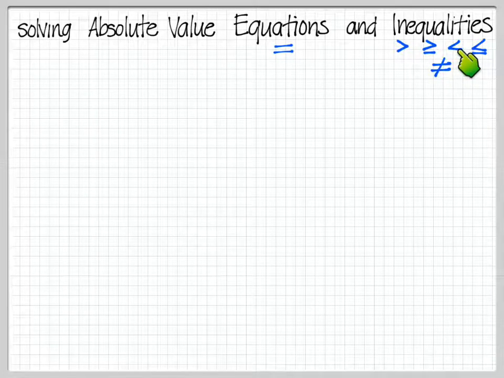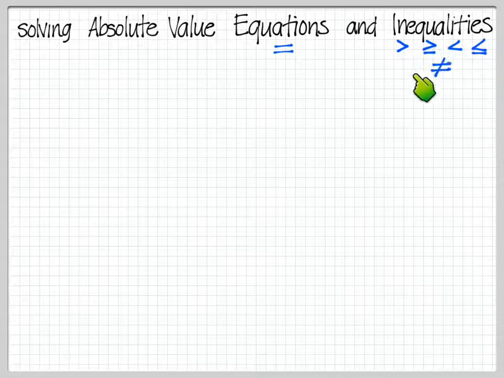We have the is less than symbol. We have the is less than or equal to symbol. And don't forget, we could also have the is not equal to. We could have two statements that are not equal to each other and solve what would make that true.